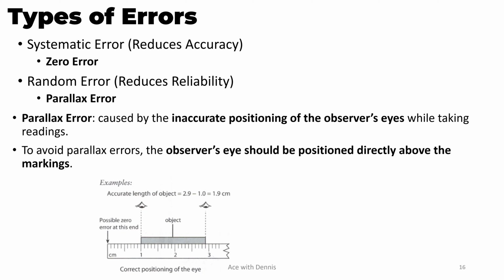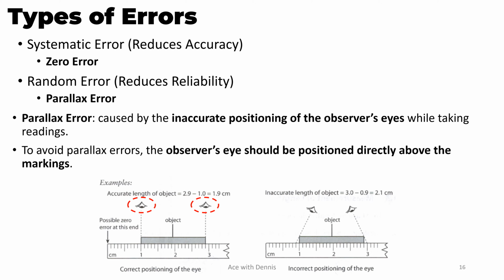Let's look at this diagram. This is the correct positioning of the eye. The first eye is just vertically above the 1 cm marking, and the second eye is also just vertically above the 2.9 cm marking. Hence, the accurate length of the object is 2.9 minus 1.0, which is 1.9 cm.